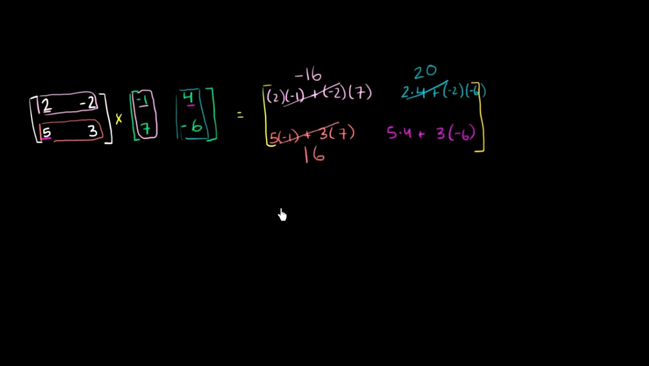Did I do that right? Yep, positive 16. And then finally, you're going to have 20 minus 18. So that's just going to be 2. So the product of these two matrices, we deserve a little bit of a drum roll at this point. When we multiply this 2 by 2 matrix times this 2 by 2 matrix, we are going to get -16, 20, 16, and 2. And we are done.